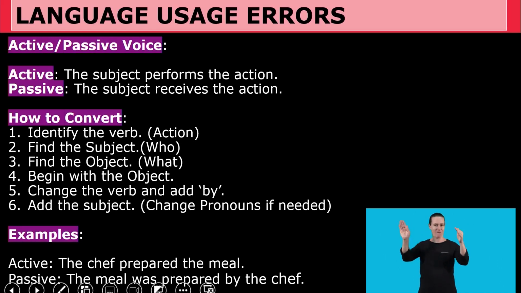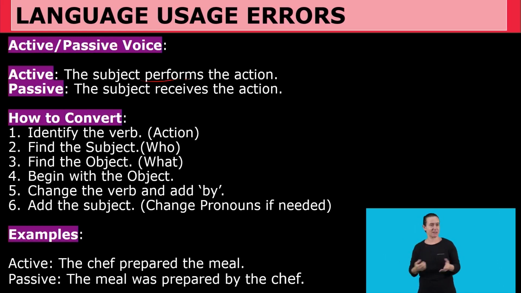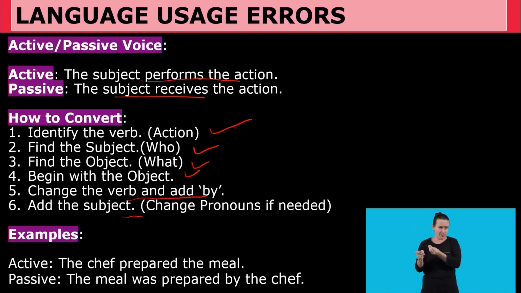To do active and passive, of course, there's a simple recipe. In active, the subject performs the action, and in passive, the subject receives the action. How do you convert? Start by identifying the verb, then find the subject, ask yourself who, find the object, what is happening to, begin with the object, and of course, change the verb and add by. Add the subject and change the pronouns if needed.